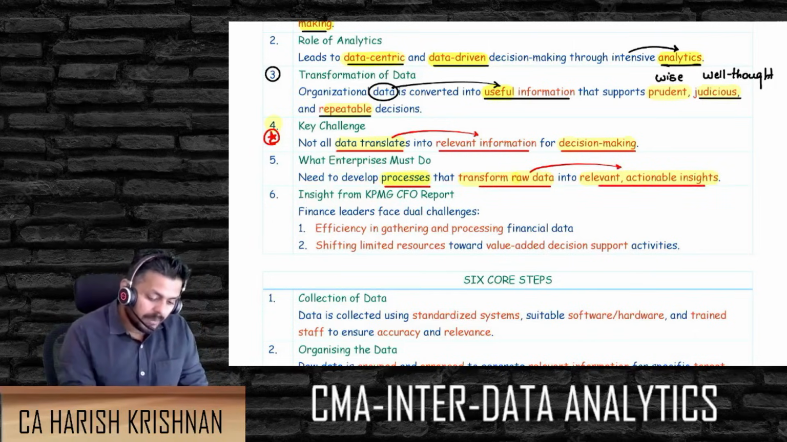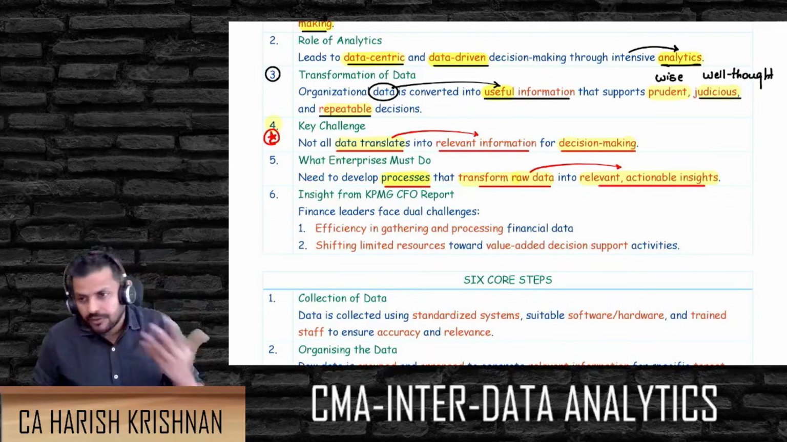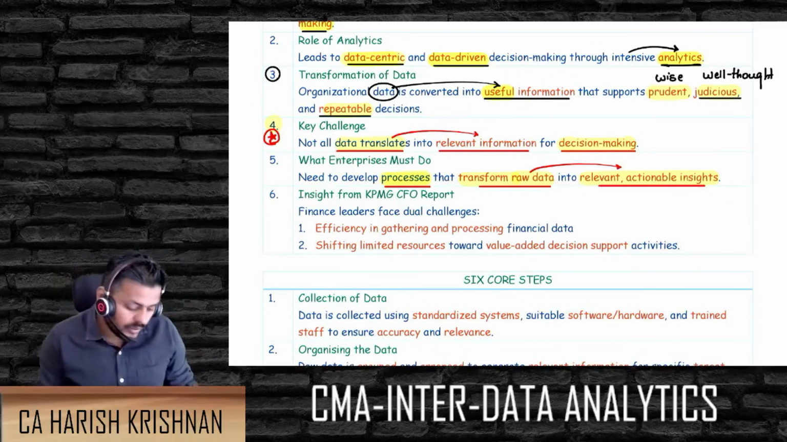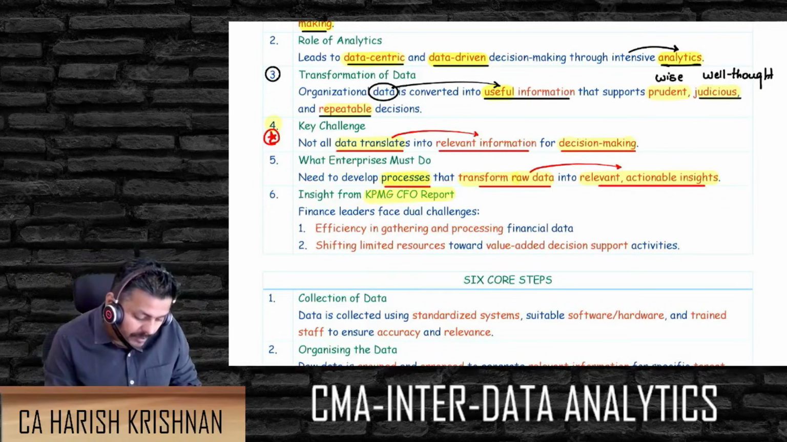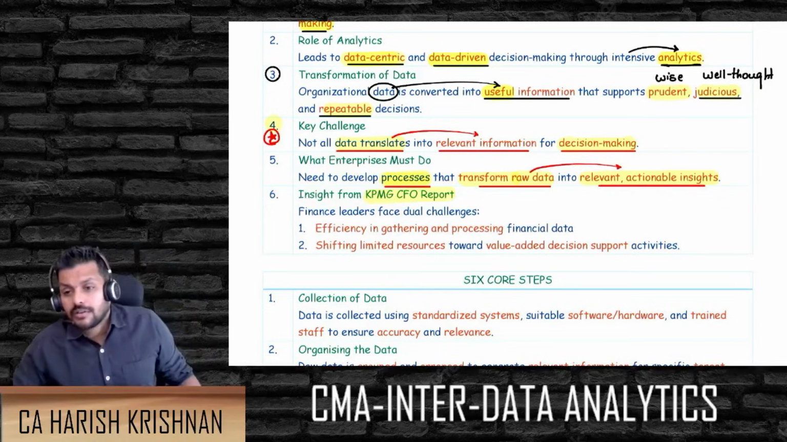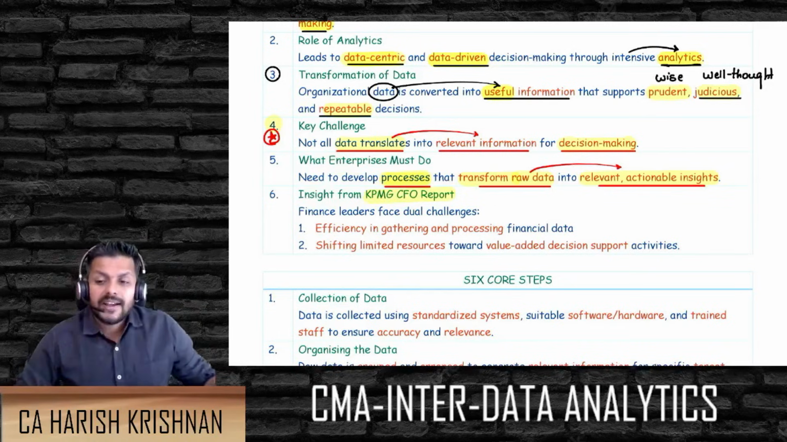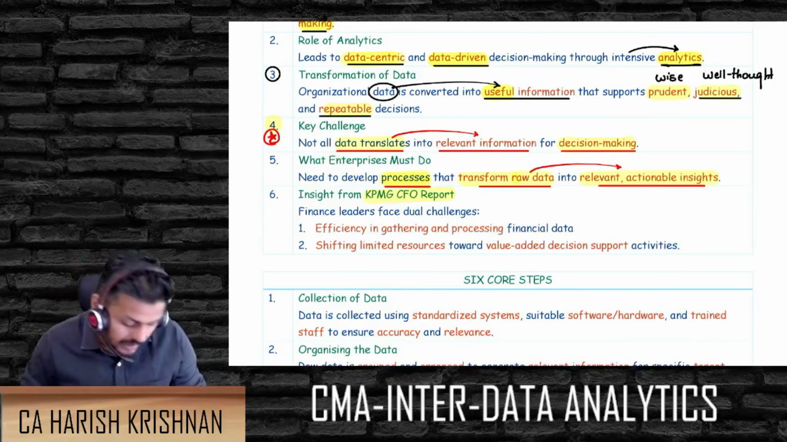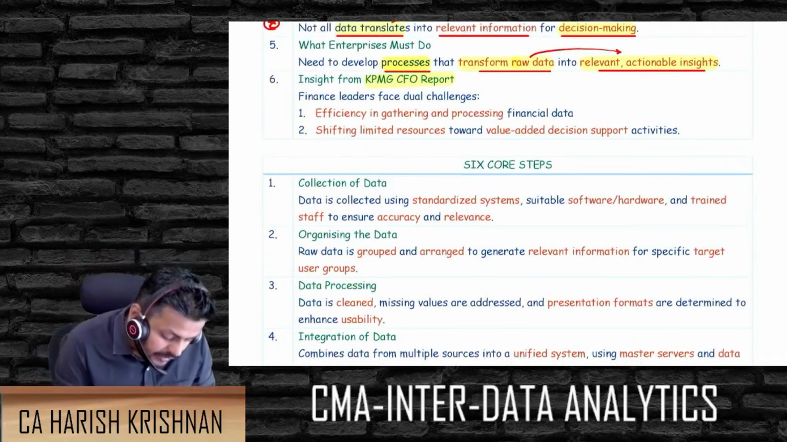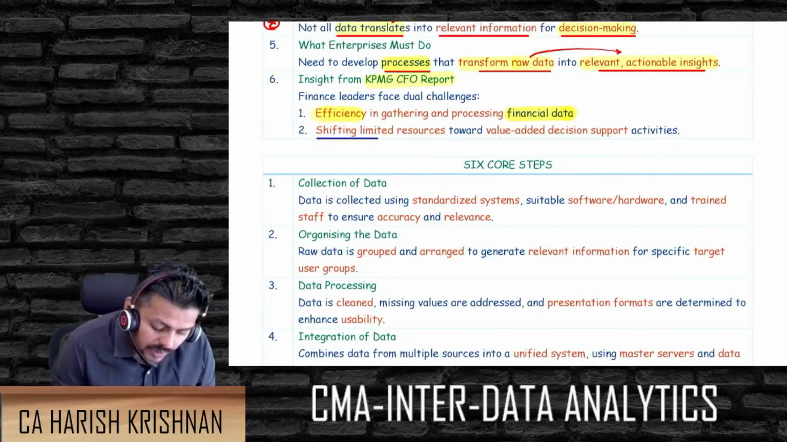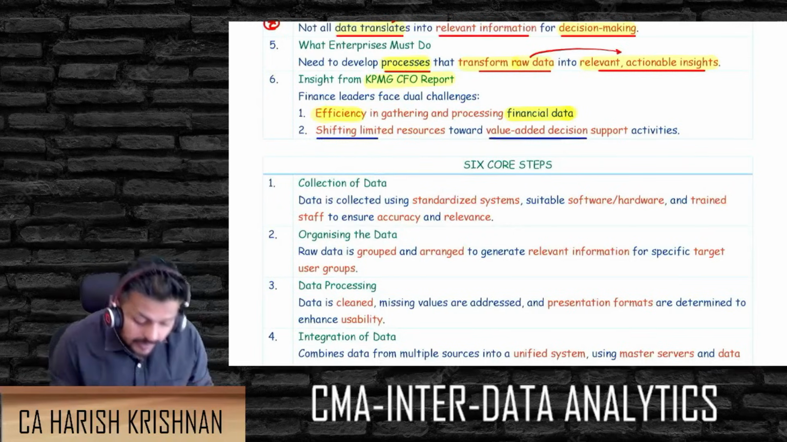So KPMG, one of the big well-known firms, also called one of the Big Four in the world. An insight from the KPMG CFO report. So what does the KPMG CFO report say? That finance leaders face two challenges. What is that? One, the efficiency involved in gathering and processing financial data, and two, shifting these limited resources towards value added decision support activities.